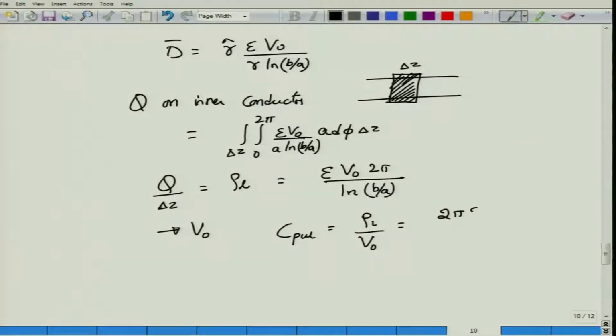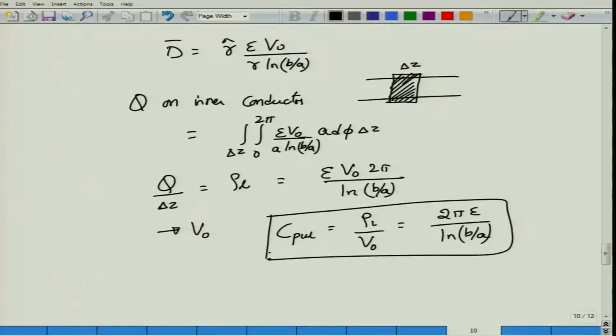So now you have a capacitance per unit length, rho L by V0, which is given by 2 pi epsilon divided by log of B by A. This is a very important relationship for a coaxial cable. You should remember this particular expression.